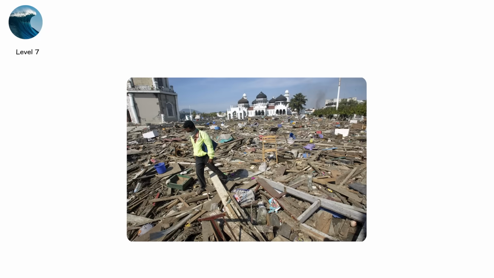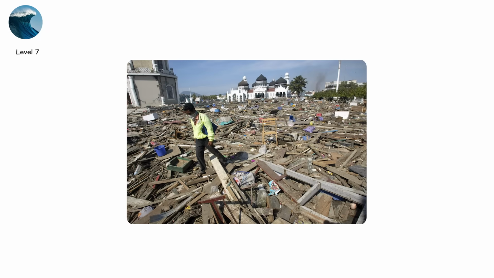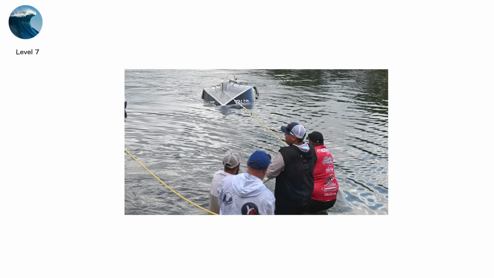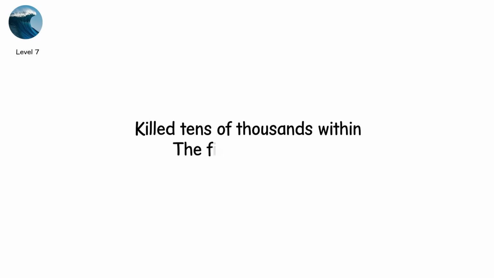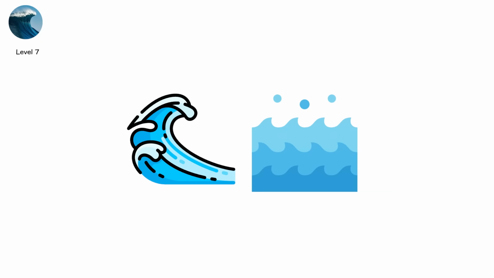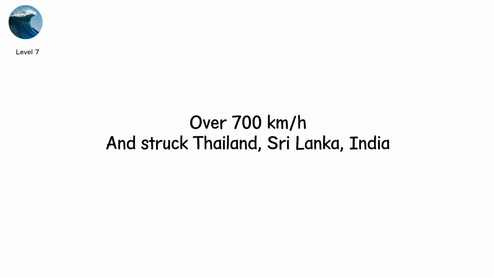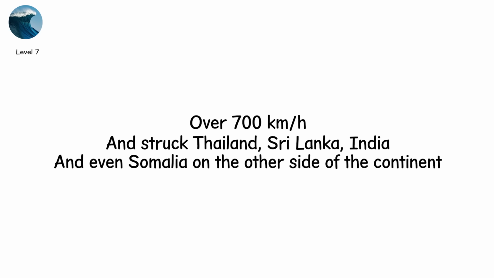In Banda Aceh, Indonesia, the first wave was already over 30 meters high. It tore through concrete mosques, flung fishing boats into hotel lobbies, and killed tens of thousands within the first 15 minutes. But the ocean wasn't done. The tsunami swept across the Indian Ocean at jetliner speeds, over 700 kilometers per hour, and struck Thailand, Sri Lanka, India, and even Somalia on the other side of the continent.